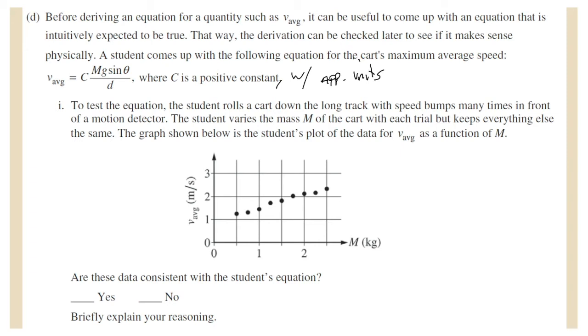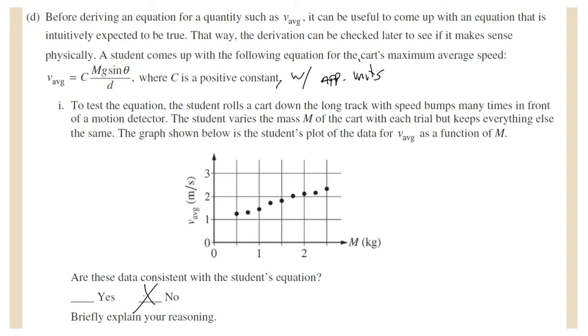Part 1 here says to test the equation, the student rolls a cart down the long track with speed bumps many times in front of a motion detector. The student varies the mass of the cart with each trial but keeps everything else the same. The graph shown below is the student's plot of the data for V average as a function of the mass. And it says here, are these data consistent with the student's equation? Briefly explain your reasoning. I think a lot of you looked at this question and thought, oh my God, they asked something that easy on the AP test? Geez. Fortunately here, they did you dirty.